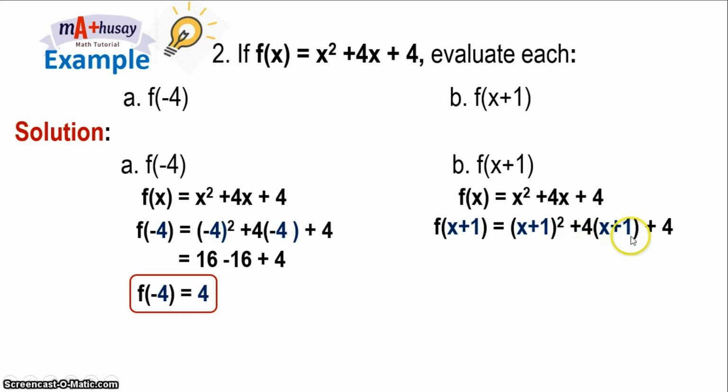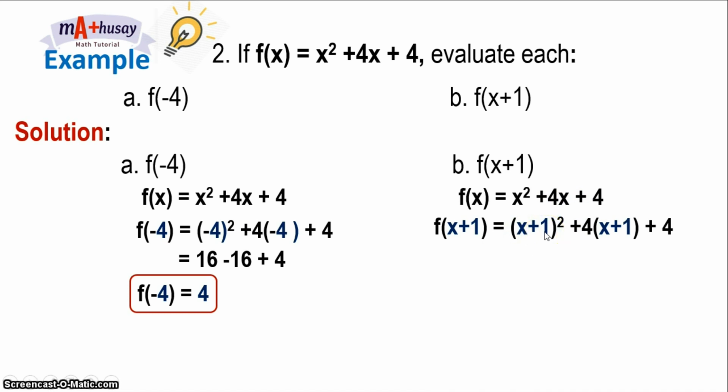Now, meron tayong square of binomial. So, kailangan nating i-square ito. So, we know that x plus 1 squared ay i-square natin yung first term, yung x. So, x squared. Tapos, yung last term naman, squared natin. So, 1 squared is still 1.